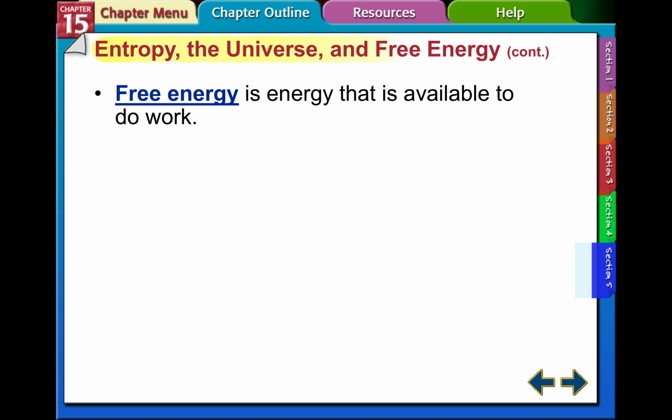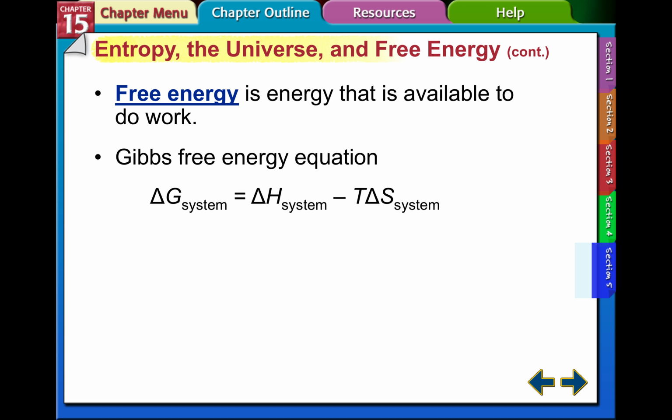Free energy is specifically the energy that's available to do work. Now, what is this? Well, we can look at the Gibbs free energy equation, and that is delta G of the system equals delta H of the system minus T delta S of the system. We'll get into each of these in just a second. So you guys already know what T is. You already know what delta H is. We'll get into what delta S is in just a second.